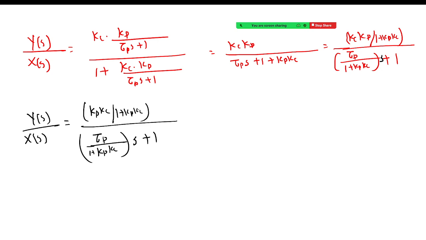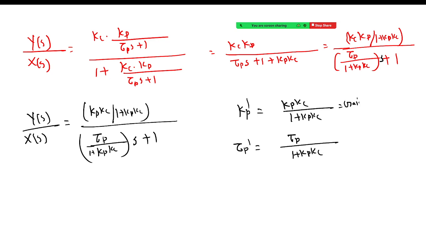If I compare these, you will get Kp dash equal to KpKc upon 1 plus KpKc. And tau P dash is equal to tau P upon 1 plus KpKc. So this is called the gain of the transfer function, and this is called the time constant of the transfer function, when only a P controller is introduced into the closed loop system.